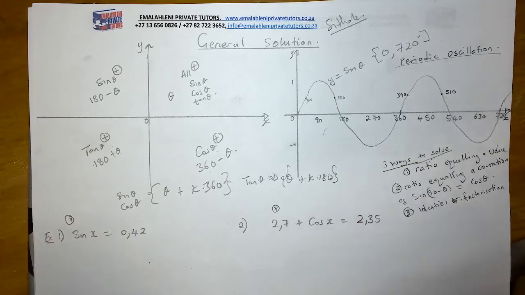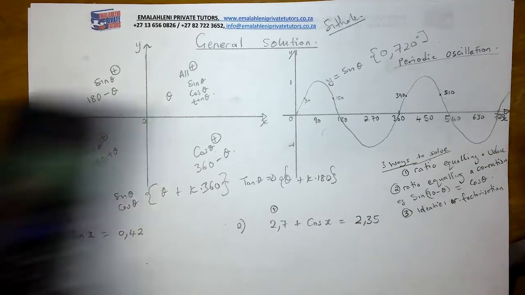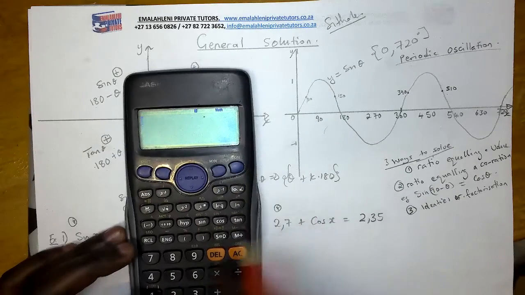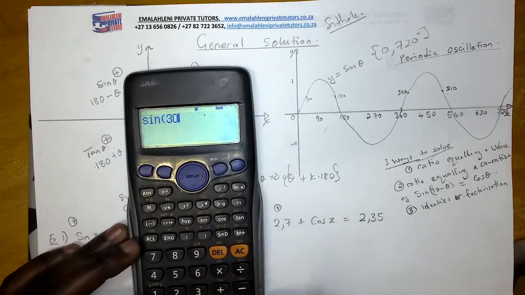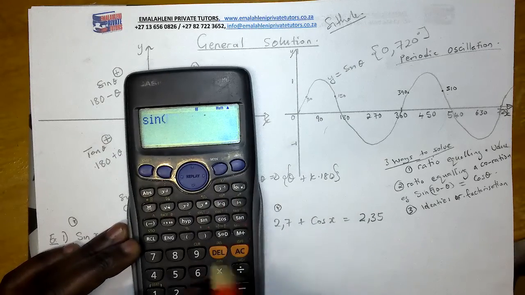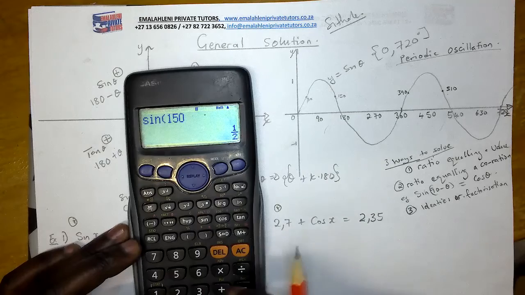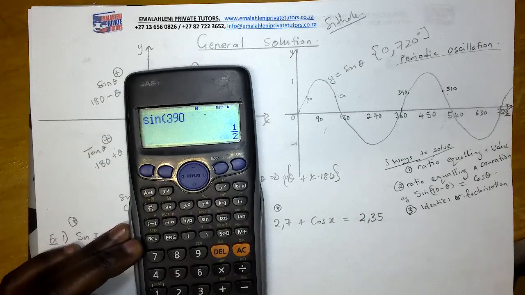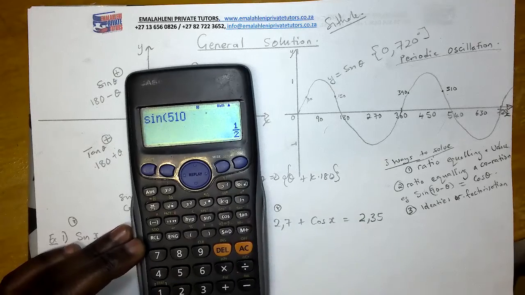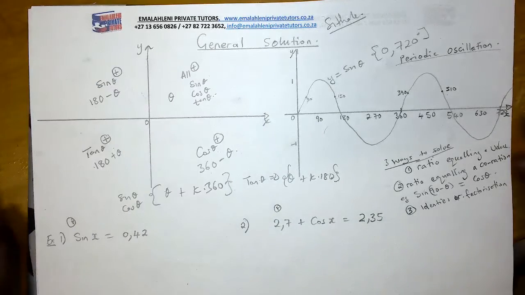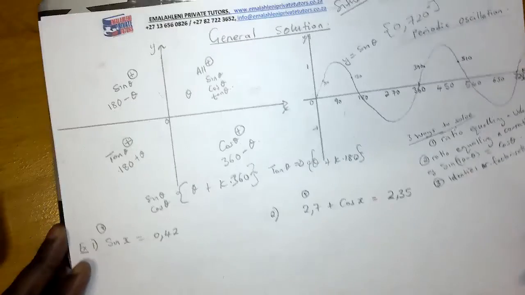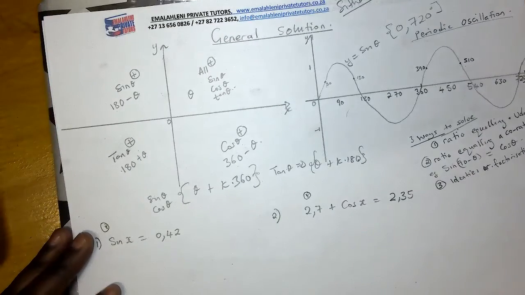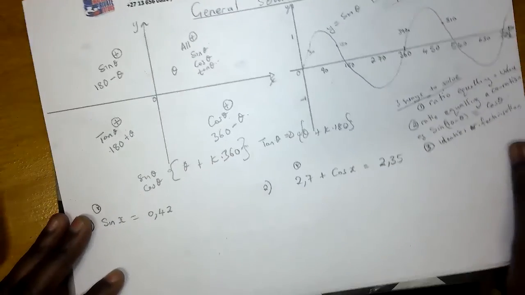We're not restricted to any value. If we say sine 30, we get one half. Sine 150, we still get the same answer. Sine 390, we are in another period now, we still get the same answer. Sine 510, still the same answer. So it continues to repeat itself, and to cut it short, we just say k times 360. Okay, now let's go on.